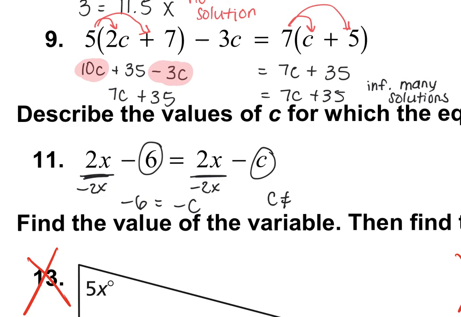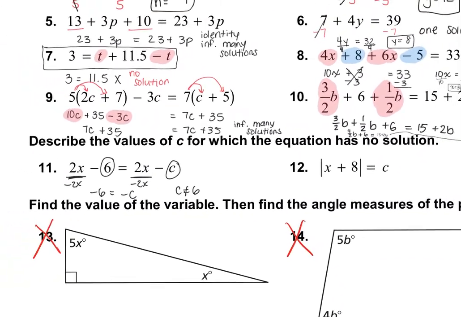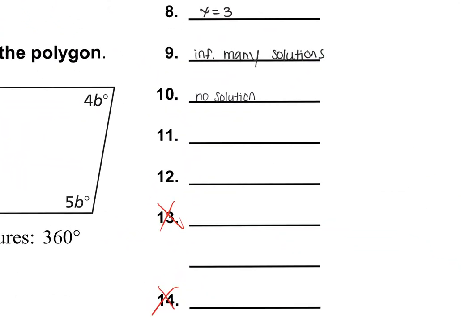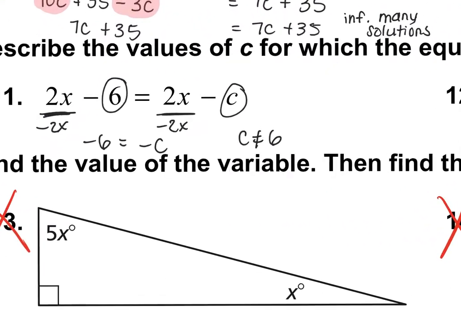So c cannot be equal to 6. Those are the values of c for which the equation has no solution. So c can be anything except c cannot be equal to 6, okay? Because if c was equal to 6, how many solutions would we have?